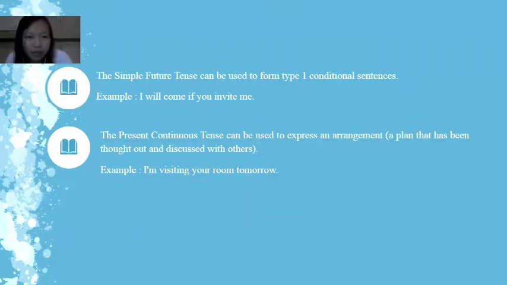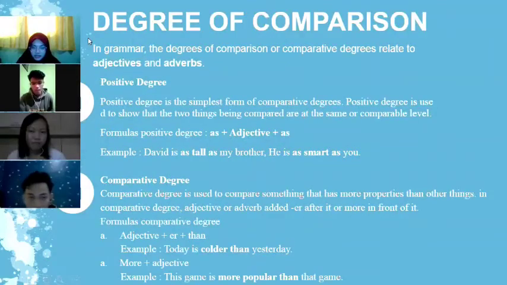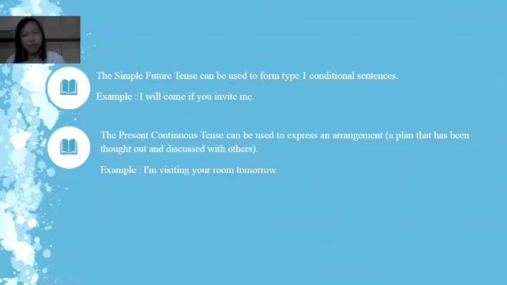Continuous tense can be used to express an arrangement, a plan that has been talked out and discussed with others. Example, I'm visiting your room tomorrow. For Desi Mariati Roben, thank you for the explanation.